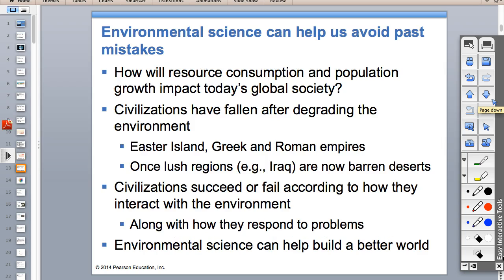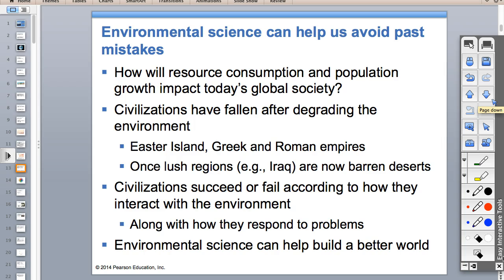So how can resource consumption and population growth impact global society? There are definitely some case studies, especially Easter Island. They had an island and they only had so many trees, and they used the trees to make canoes, and then they would go out and fish. Once they cut down all the trees, they had huge social conflict, killed each other, and they weren't able to get their food.